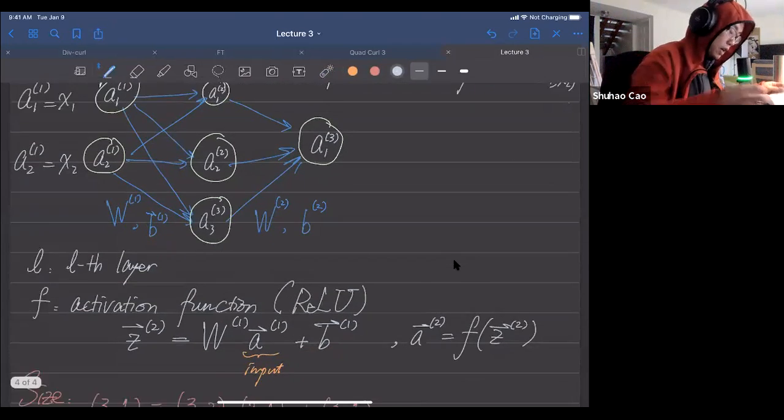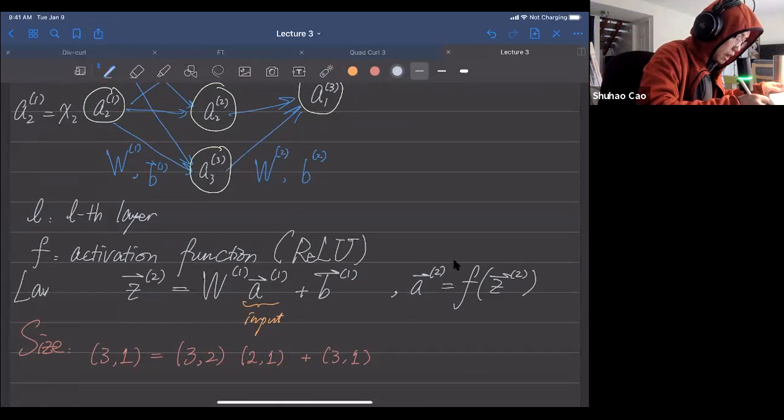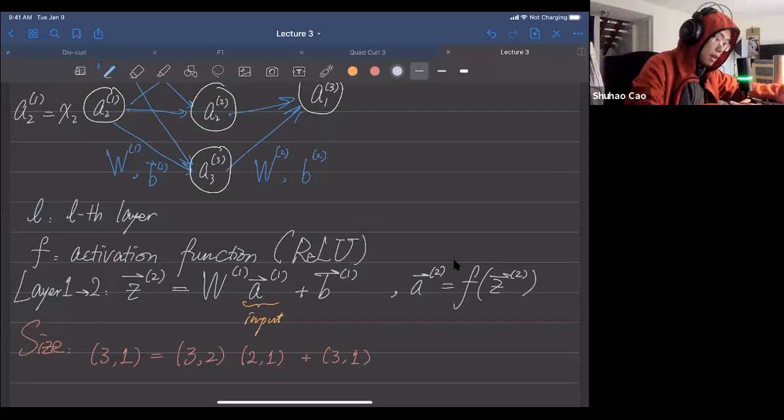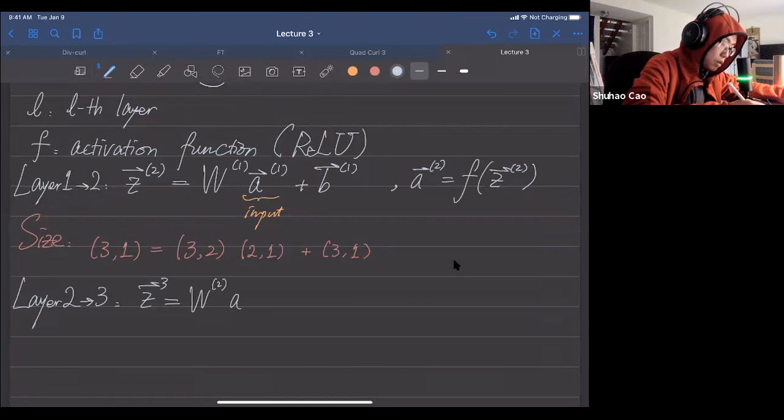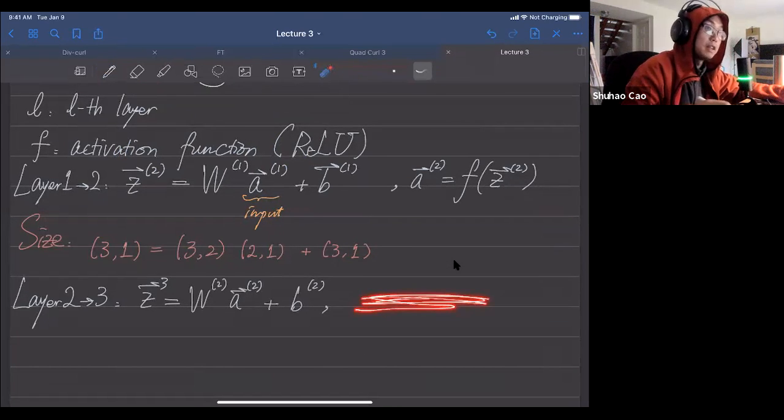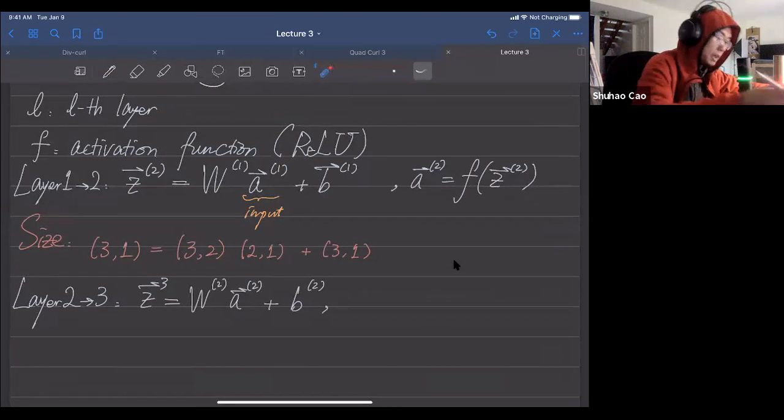So this is the first layer, layer 1 to layer 2, all right? And then we have layer 2 to layer 3. What happens is, we do similar. So Z3 equals W2 times A2, plus we have only a single bias. And for this part, we just don't have activation, okay, for simplicity.